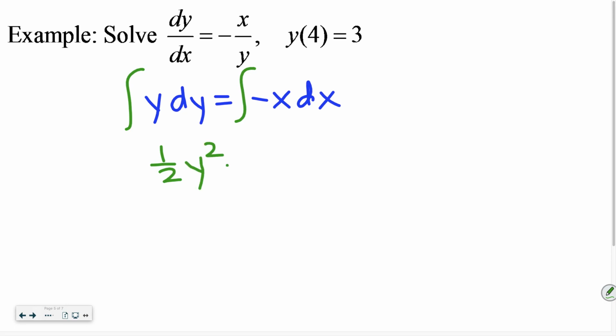What's the antiderivative of y? 1/2 y squared. And then the antiderivative for negative x is negative 1/2 x squared, and then we'll put the plus c just on the right side.